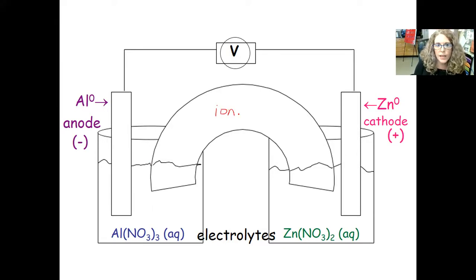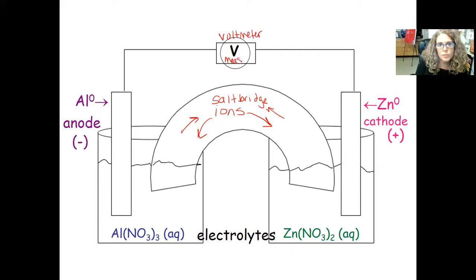Here we have a salt bridge. So ions flow in and out here. So I'm just going to write here, this is our salt bridge. This is our voltmeter. Right, so this is just going to measure voltage. Right, anything you have meter is going to have to do with measurements.